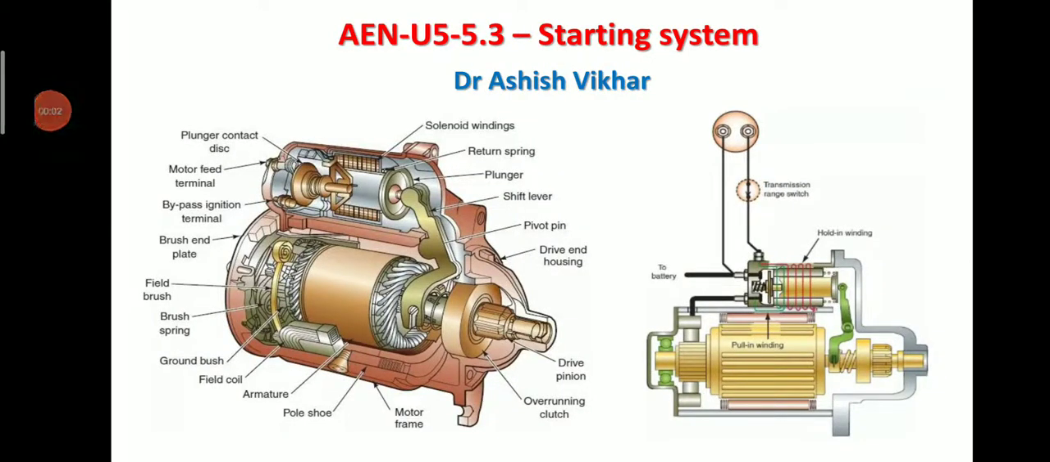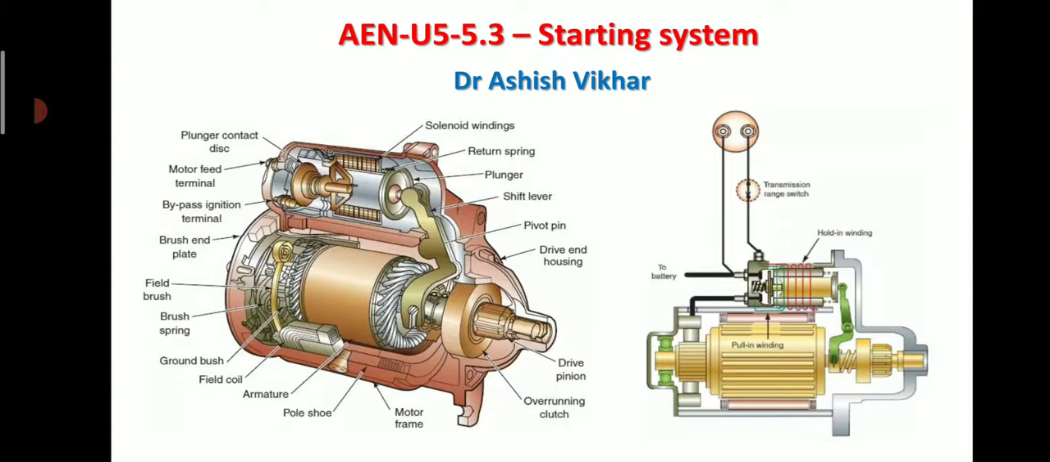Hello everyone. Now this is point number 5.3 of automobile engineering unit number 5, starting system. In the last presentation we have seen the battery and the construction and working of the lead acid battery. Starting is needed in every kind of four wheeler as well as two wheeler, and this is achieved with the help of a starting mechanism.